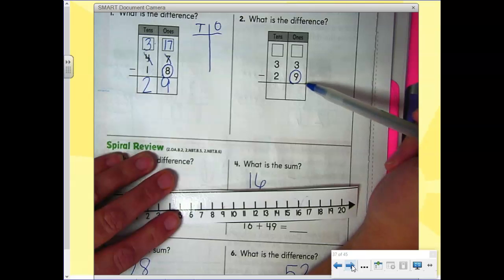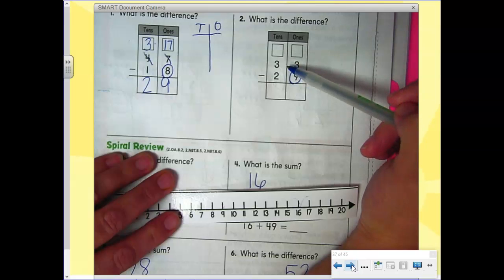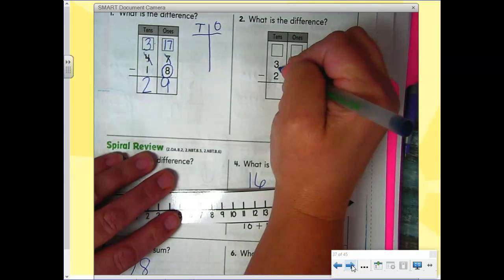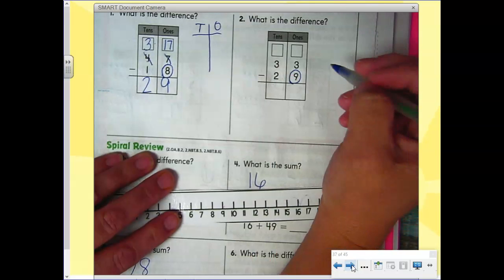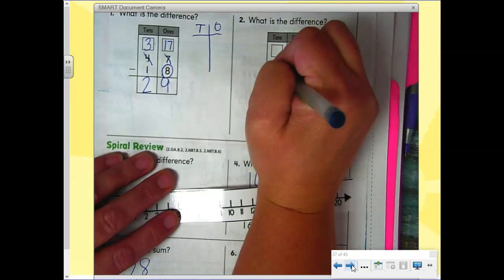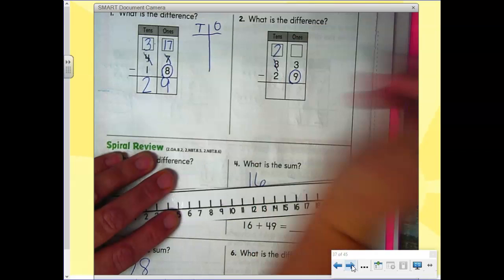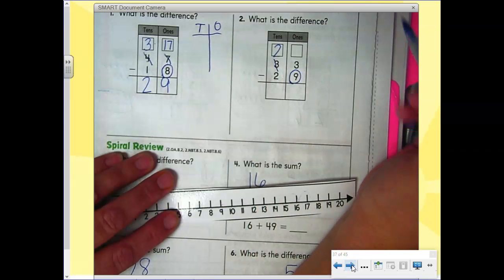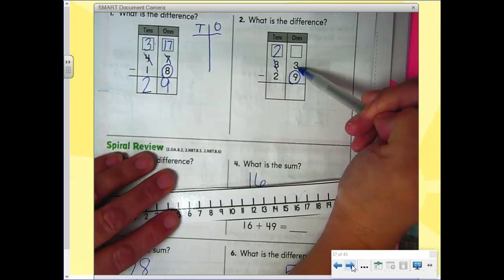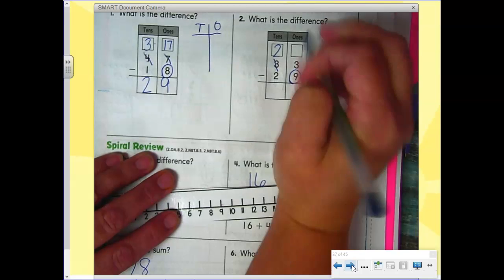If we have more on the floor, we're going to go next door and grab 10 more. So we make this 3. We have to take a group of 10. So we say 3 minus 1 equals 2. Now we have to add 10 ones. So 3 plus 10 equals 13.